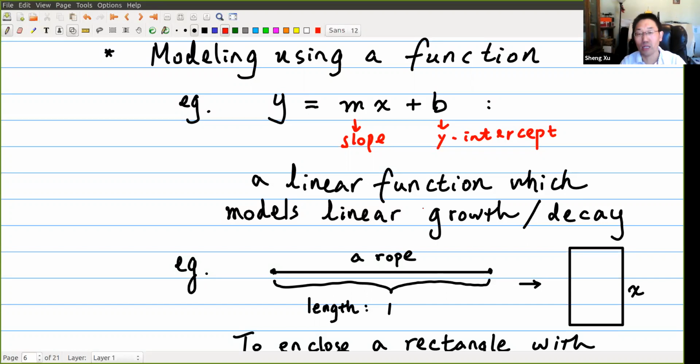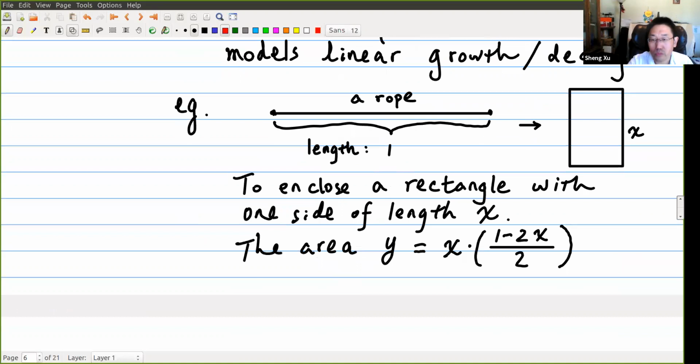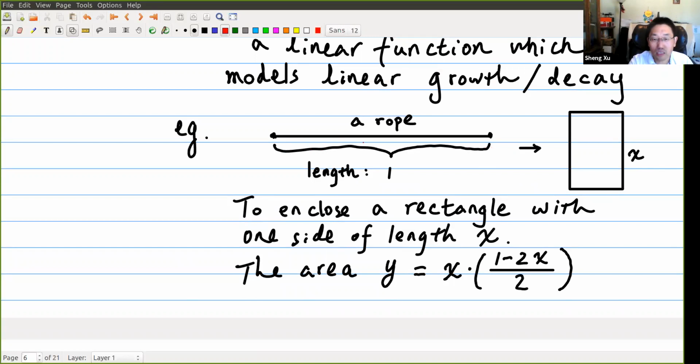So here I have a mathematical problem. Suppose I have a rope, and the length of this rope, say, is one. I'm going to use this rope to enclose a rectangle. Suppose one side length of this rectangle is x. So this length here is x, and you enclose the rectangle with one side length x.